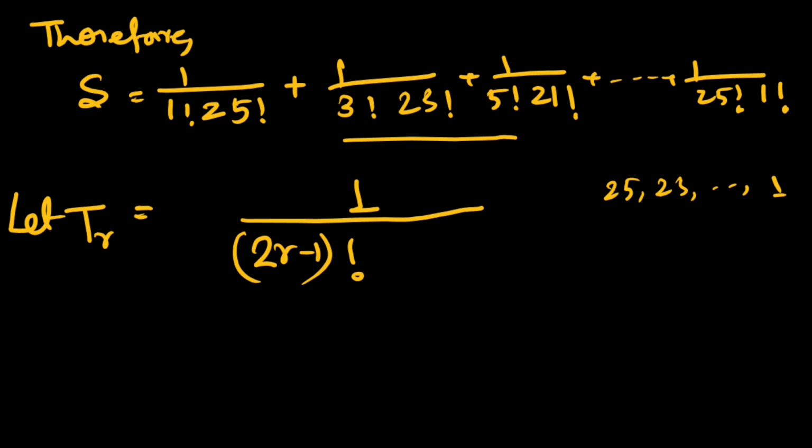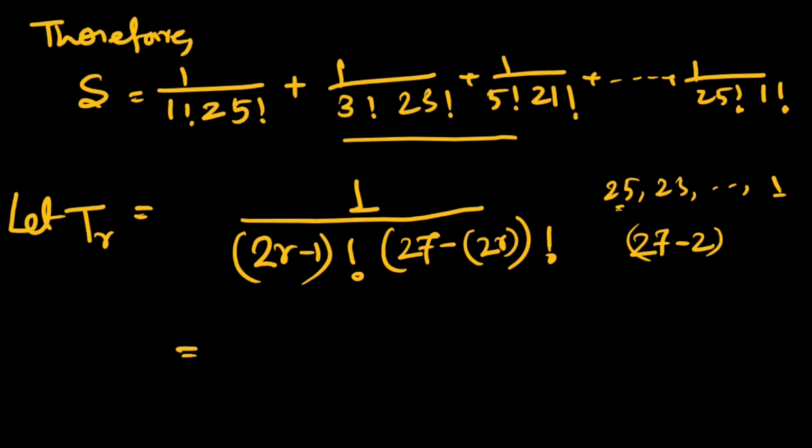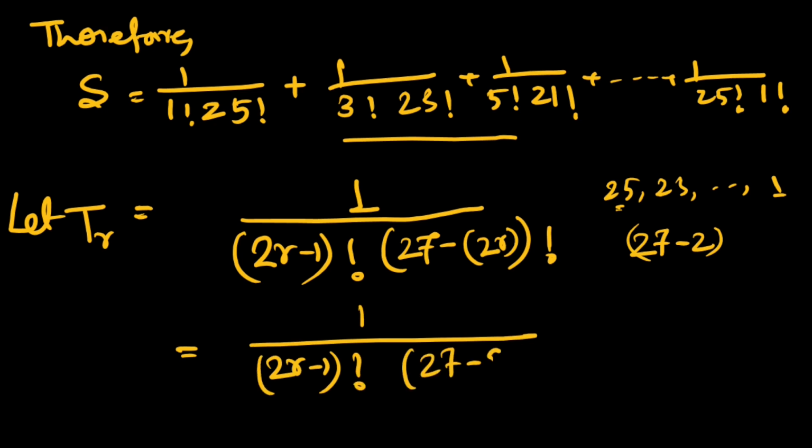So how to write this term? It is an odd term but it is decreasing by 2. If you write 25, how to write it? 27 minus 2 in this way. So it is written as 27 minus 2r factorial. Therefore we got the general term is 1 over 2r minus 1 factorial, 27 minus 2r factorial. We need to show 25, 23, 21 factorial. If we put r equal to 1, then 27 minus 2 is 25 factorial.